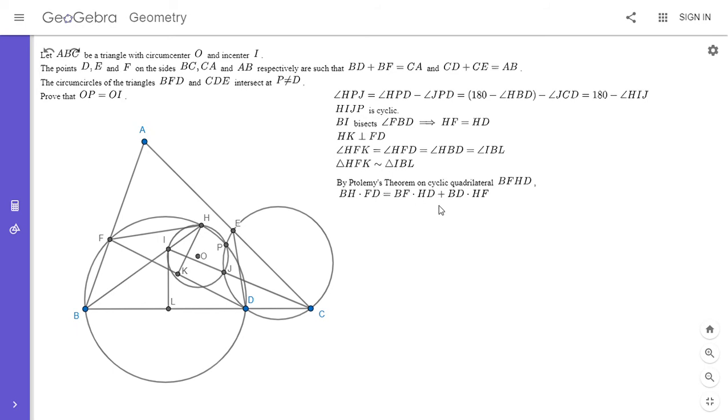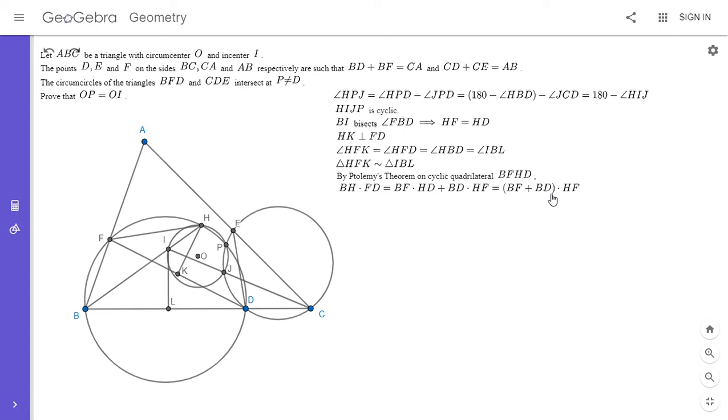Okay. And we know HF is equal to HD. So if we set HD equal to HF, we can then factor it out. Actually, I did it the other way. I set HD equal to HF. So we can pull out the HF, and here we get the sum that we wanted. So BD plus BF, we get that sum right here.